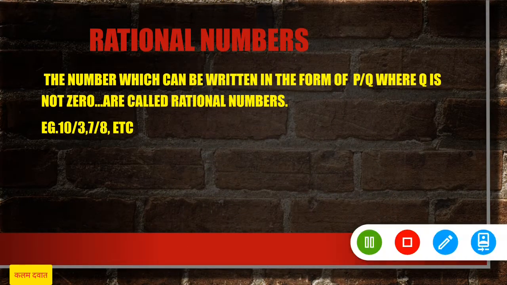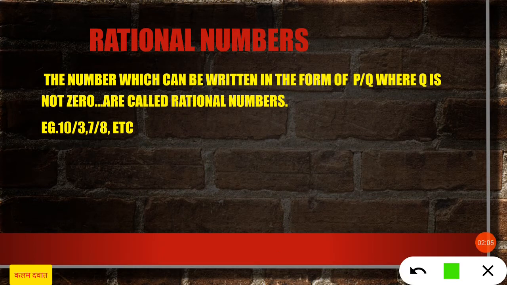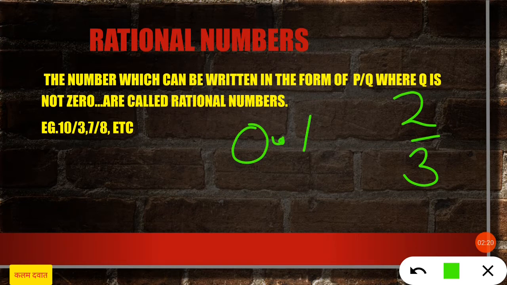See the rational numbers. The numbers which can be written in the form of a ratio are called rational numbers. The easiest example, if we take 2 upon 3, this is a rational number. This is written in the form of a ratio. 0.1 is also a rational number because when we remove the decimal point, we have to write 10 in the denominator. So 0.1 is also a rational number.